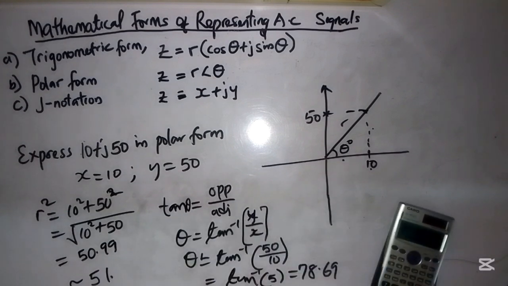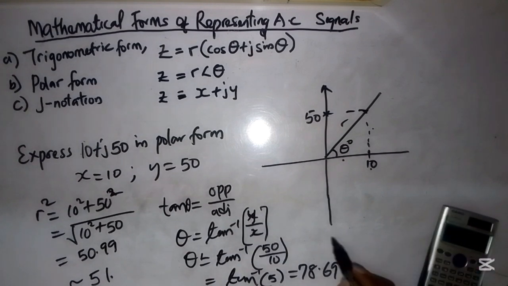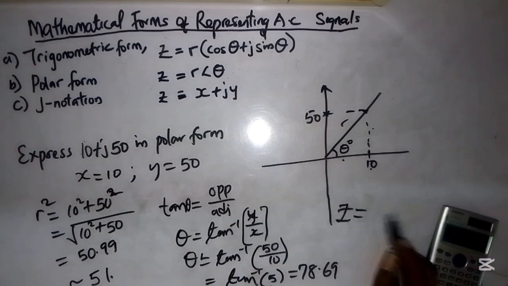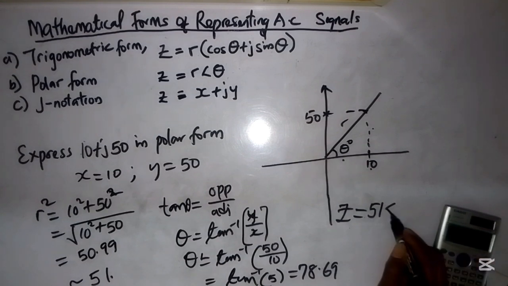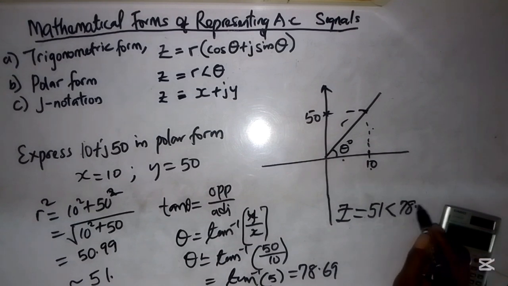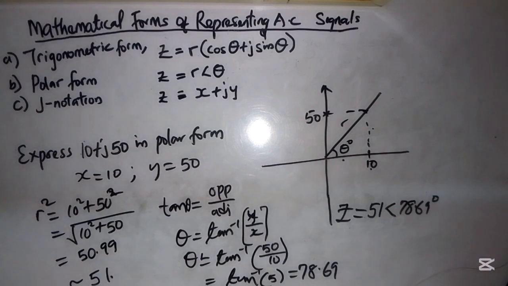So our expression therefore in polar form becomes 51 at an angle of 78.69. So that is how to move from J notation back to polar form.